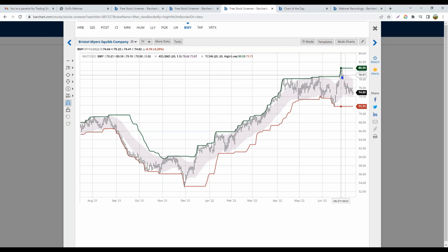Now, what I want to see? I want to see my on-balance volume increase. I want to see price come back on the outside of the Keltner bands as we take out this high. That would be an indication I could come back into Bristol Myers. Okay.